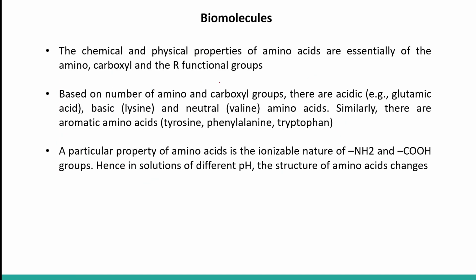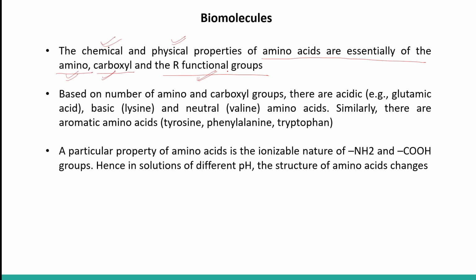The chemical and physical properties of amino acids essentially depend on the amino, carboxyl and R functional groups. So the chemical and physical properties of any amino acid depend upon the groups attached to the alpha carbon. One group is the amino group, one is the carboxyl group, and another one is the R group, that is, the functional group.